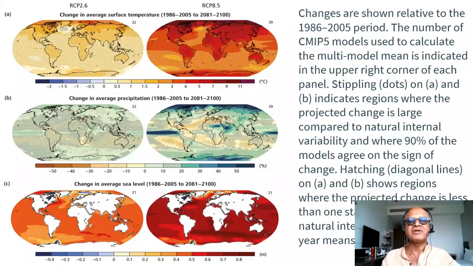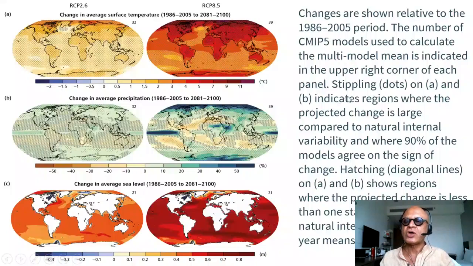It's just some compromise. Sometimes 1961 to 1990 is used, but 1986 to 2005 corresponds to a period in which we were already in the very clearly manifest warming from 1980 onwards. The number of CMIP5 models used to calculate the multi-model mean is indicated in the upper right corner. So you can see 32 for this scenario, 39 here, and in the sea level rise there are only 21 in each of these cases because of the various details that are different for different models participating in the IPCC exercise.